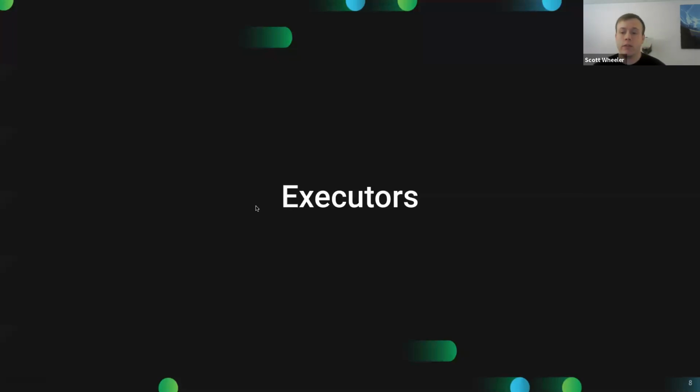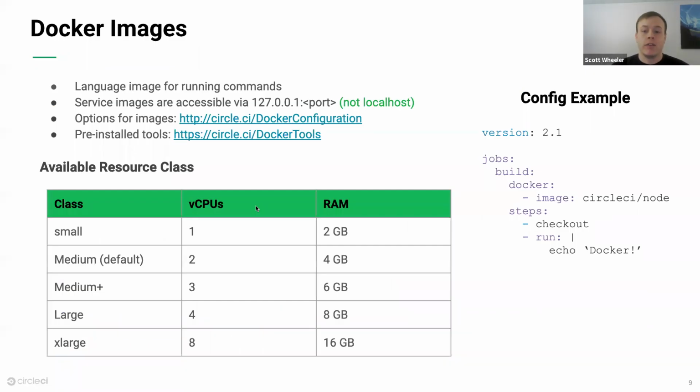Moving on to executors. CircleCI offers a ton of convenience images for the Docker executor. The convenience images are language-specific. Some examples are Ruby, Node, PHP, and Android. We also offer several resource class options for the Docker executor. The five here on the slide cover the majority of use cases.